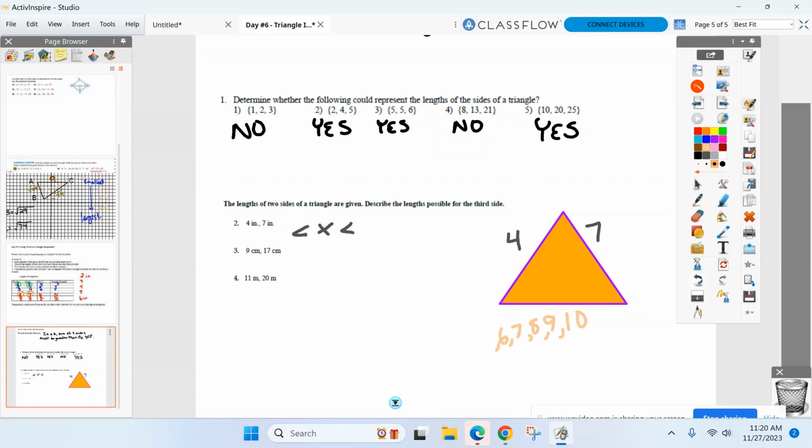Could we go 5? Could we go 4? Can we go 3? No, good. 3 plus 4 is 7. It's got to be greater. So it looks like 4 to 10, right? Don't write this on your paper, though. It includes 4, right? It includes 10.